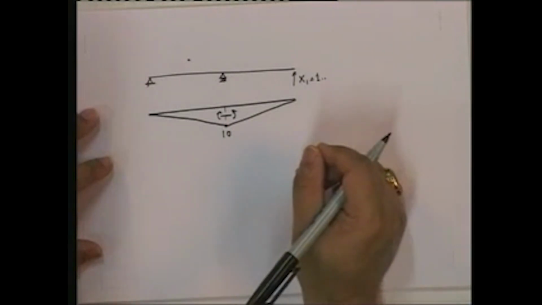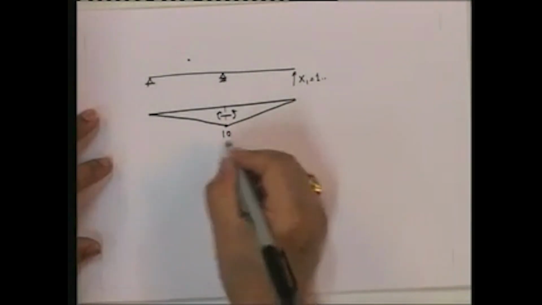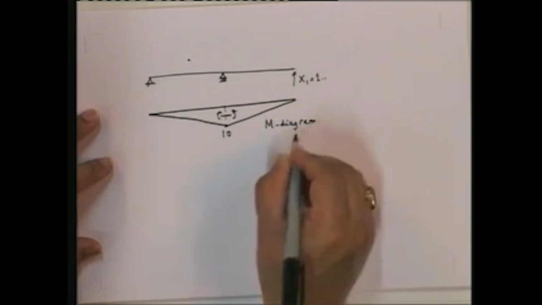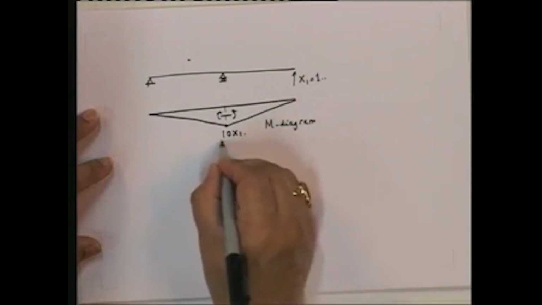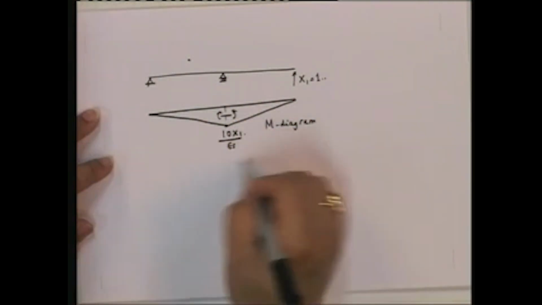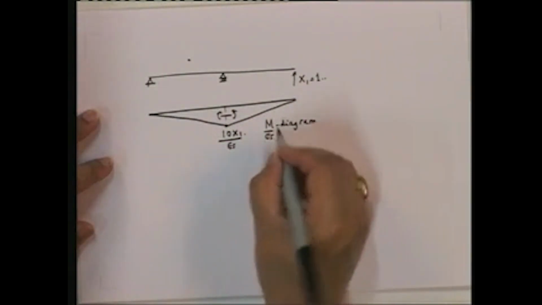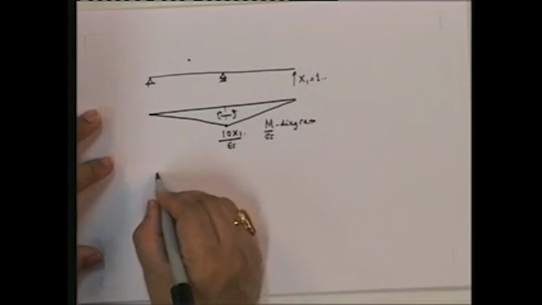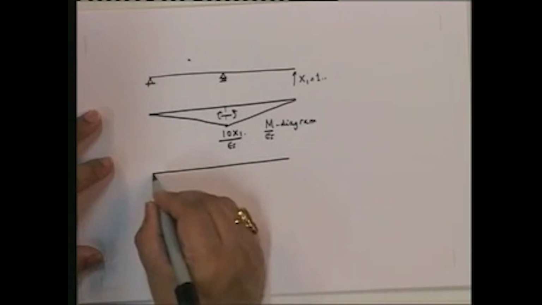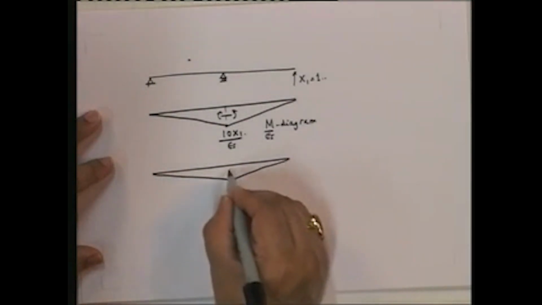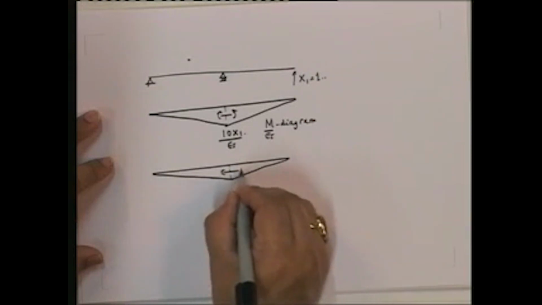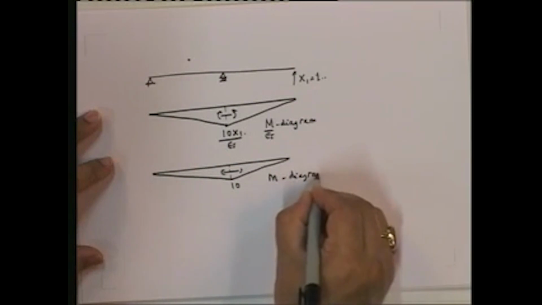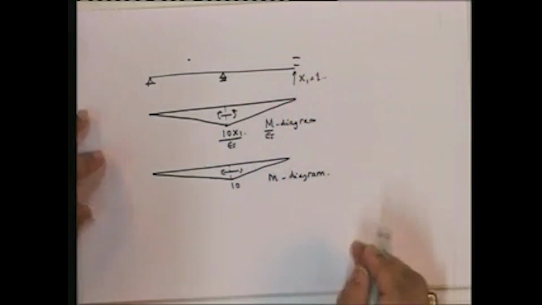So therefore, again, this is the real capital M diagram. The capital N diagram will have 10 into x1 upon EI. That is the bending moment M upon EI diagram for the actual load x1. Now for the unit load x1, which is my small m diagram, this is going to be equal to 10. This is my small m diagram, because I am trying to find out the displacement at the same point.